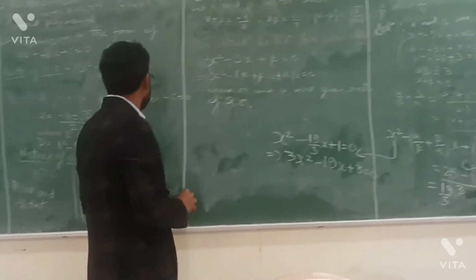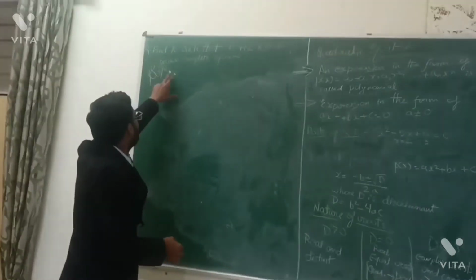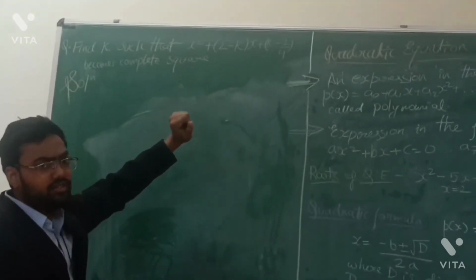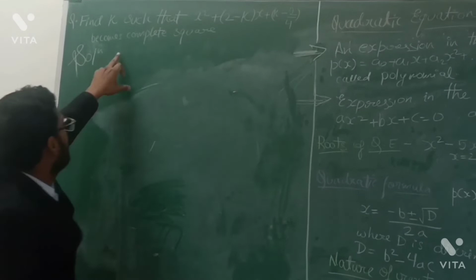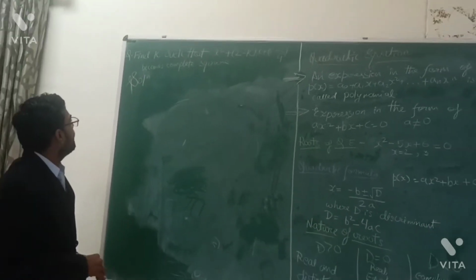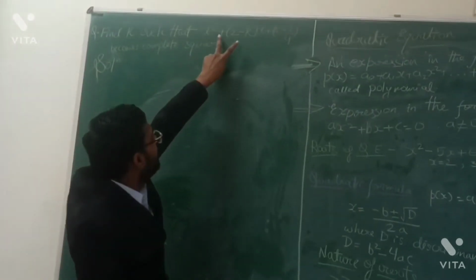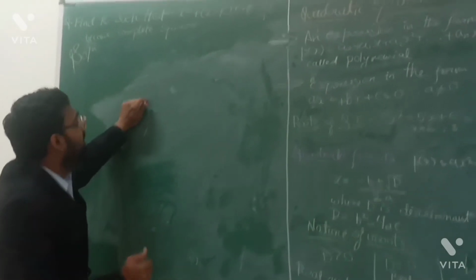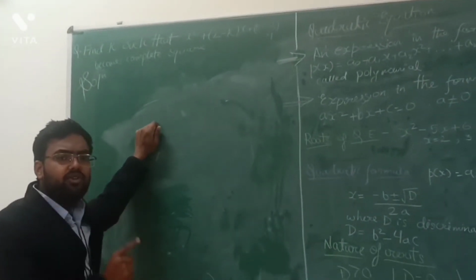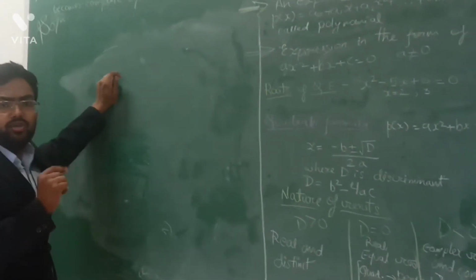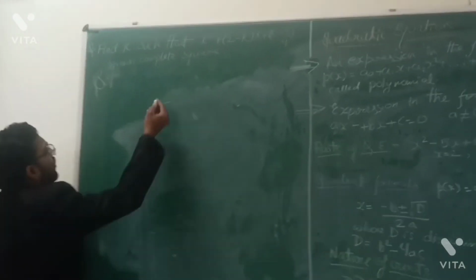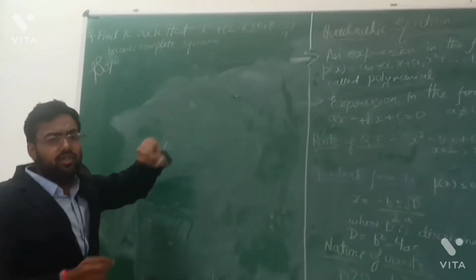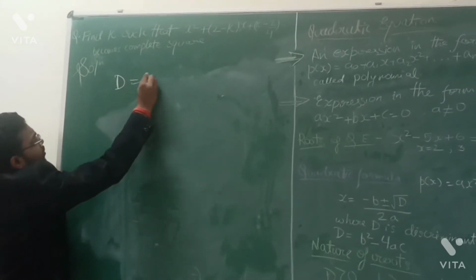Now come to our next question. Find k such that x² + (2 - k)x + (k - 2)/4 becomes a complete square. We have to find the value of k for which our given equation becomes a complete square. So students, let's think when we get a complete square. We get a complete square only when the discriminant becomes 0. Now, to find the value of k, we have to show that the discriminant of this equation is 0.